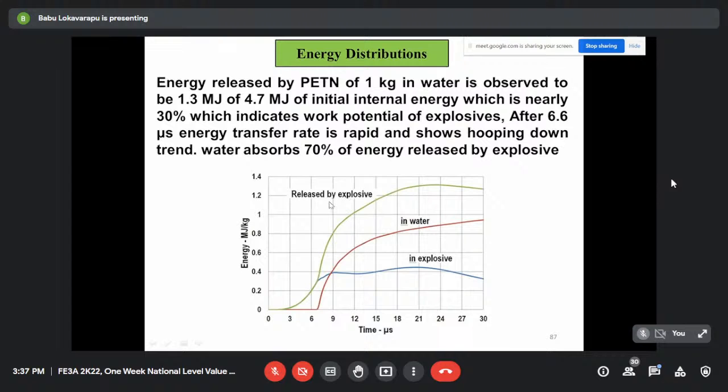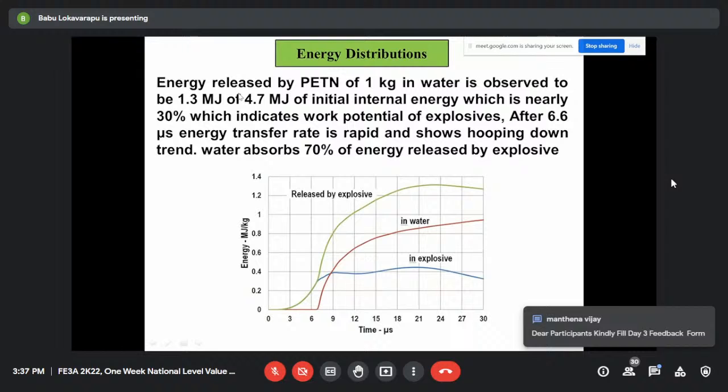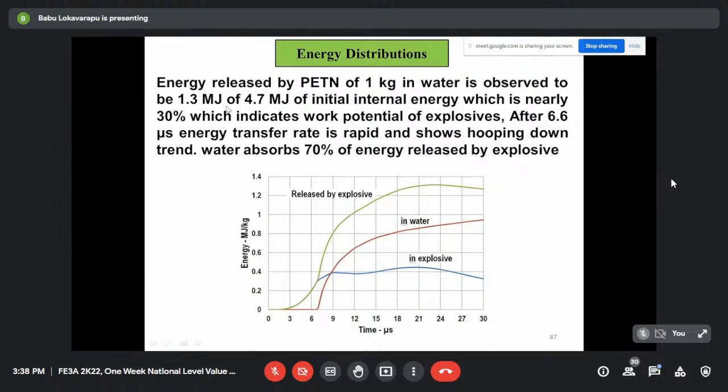Then how much energy is going to release? Total for PETN, considering 1 kg in water, is observed to be 1.3 megajoules, out of which 4.7 megajoules of initial internal energy is nearly 30%, which indicates the work potential of explosives. That means out of the total amount of energy released, 30% indicates the work potential of explosives. Then what about the remaining 70?